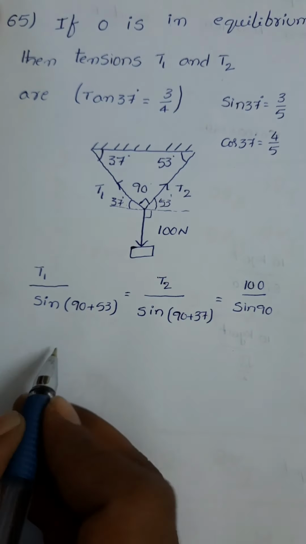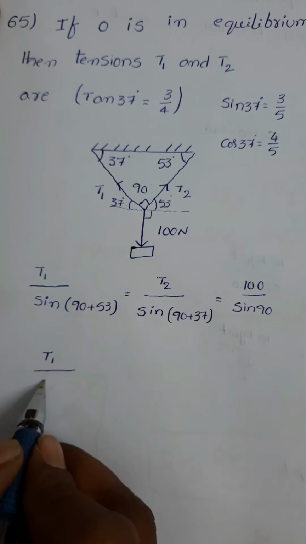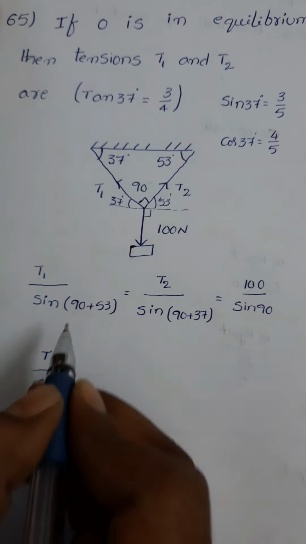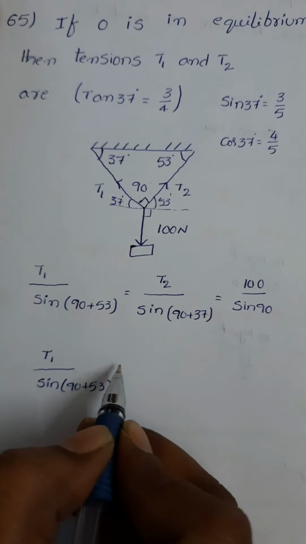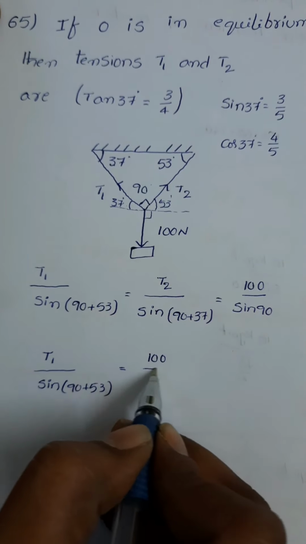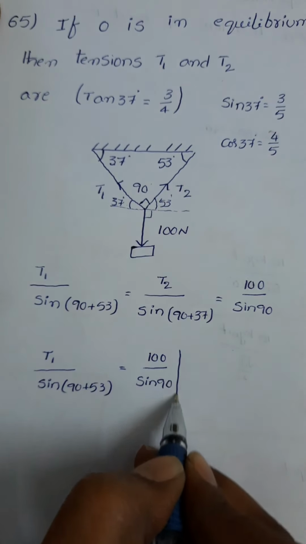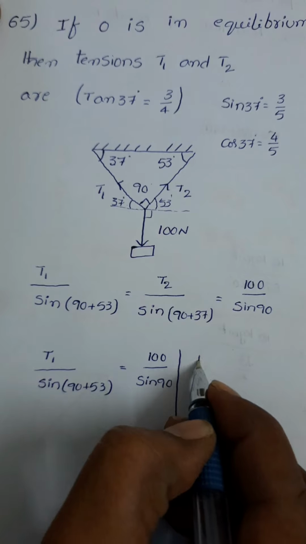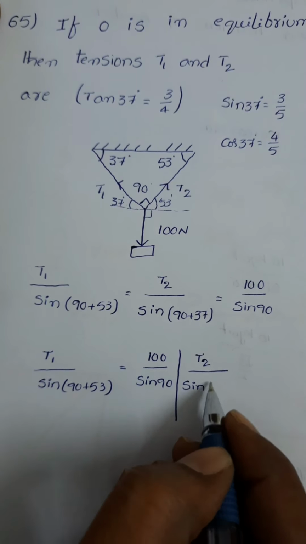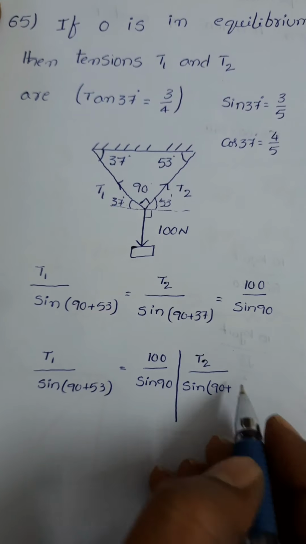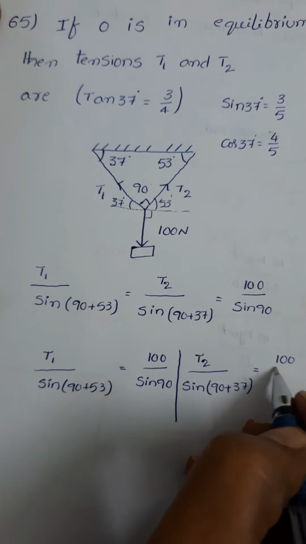So from this we can write T1 divided by sine of 90 plus 53 is equal to 100 divided by sine 90. In the same way, equate these two. Then we can get T2 divided by sine of 90 plus 37 is equal to 100 by sine 90.